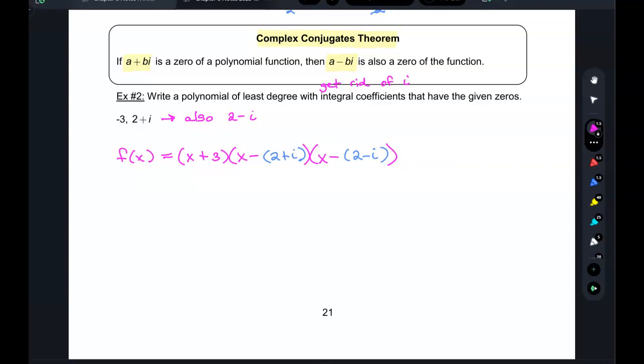So you have x plus 3, and then, oh yeah, that's right. Okay, here's what I'm going to do. I'm not going to worry about the x plus 3 for right now. I just want to focus on this, and I'm going to do FOIL. Okay, following?